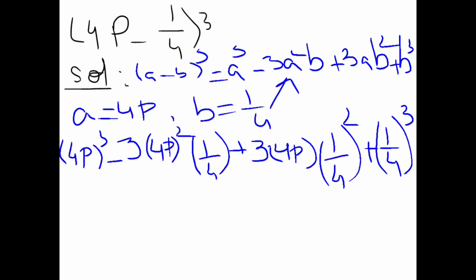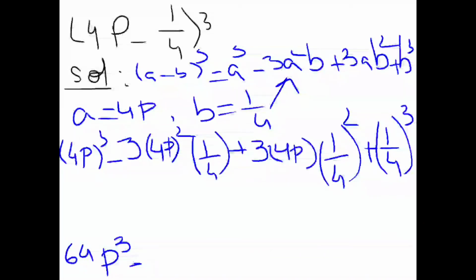Now what we need to do, we will simply open according to the powers. Okay, 4p whole cube means what? 4 is multiplying thrice, means 4p multiplied by 4p multiplied by 4p. When you multiply 4 three times, you will get 4 4s are 16, 16 4s are 64. So we will get 64p cube.